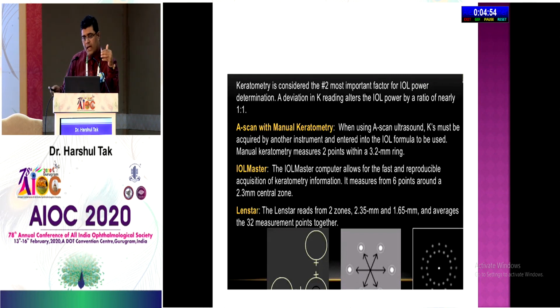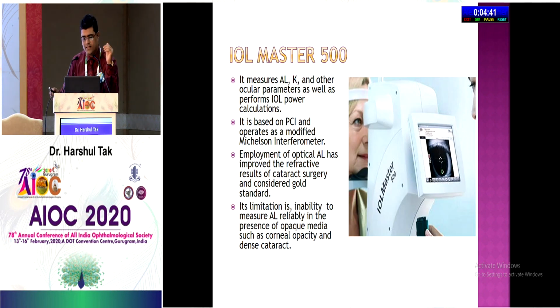And now we have LENSTAR and OA 2000 and different biometers which also have the T-cone topography along with these measuring points, which further increases the accuracy. So IOLMASTER 500 served almost for 15 to 20 years, and it used to measure axial length, K, and other ocular parameters by using the PCI technique, that's the partial coherence interferometry.